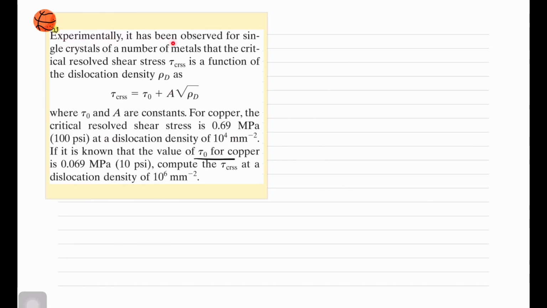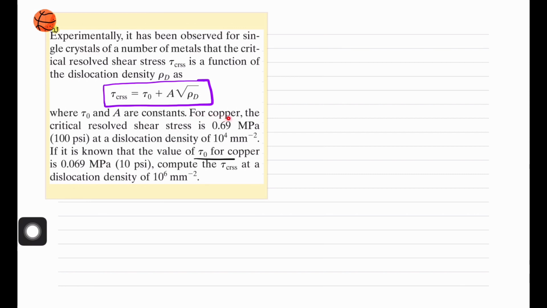Experimentally, it has been observed for a single crystal of a number of metals that the critical resolved shear stress, that is tau CRSS, is a function of dislocation density rho d. This is the expression relating the critical resolved shear stress with the dislocation density, where tau naught and A are constants.